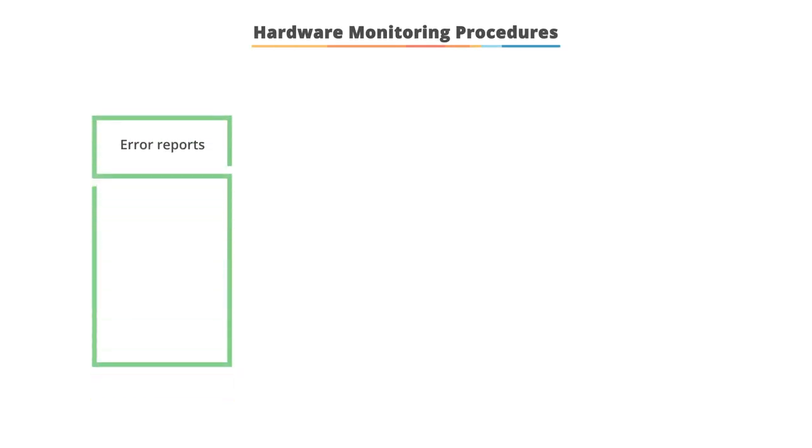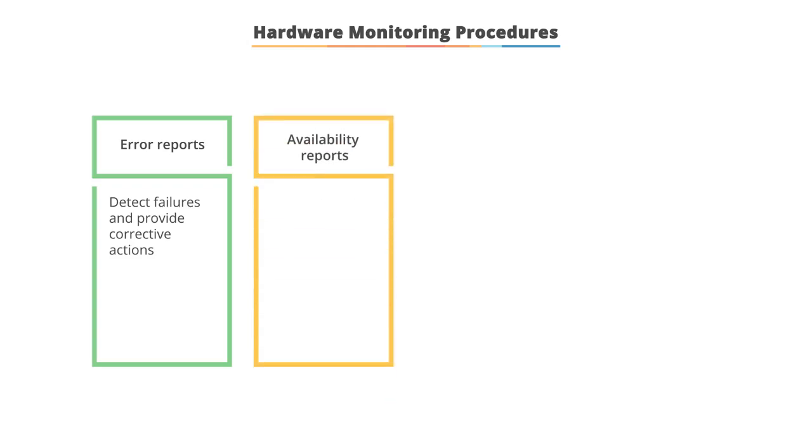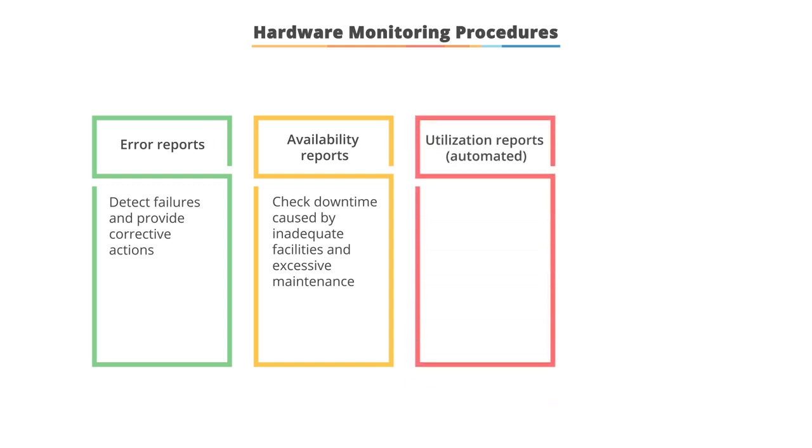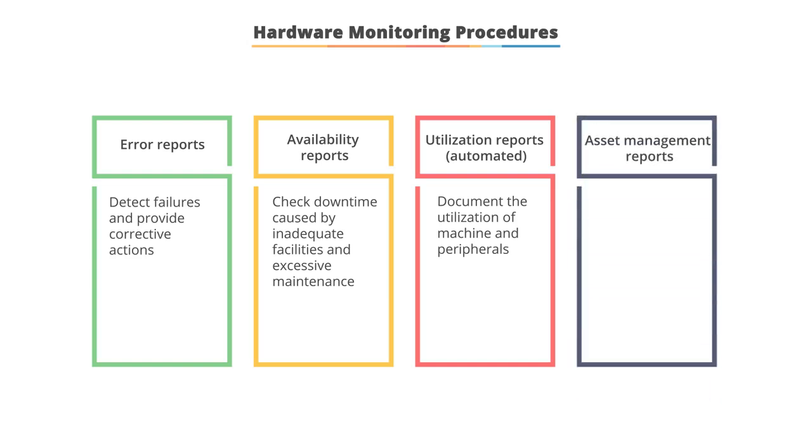Hardware monitoring procedures. We have error reports. These try to detect failures, provide corrective actions. Availability reports, checks for downtime caused by inadequate facilities, excessive maintenance, lack of preventative maintenance. We have utilization reports, automated, document utilization of machine and peripherals. Finally, asset management reports, inventory of network connected equipment such as your PCs, your servers, your routers, and other devices.